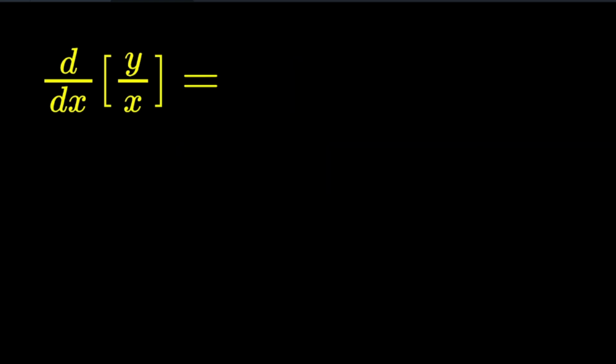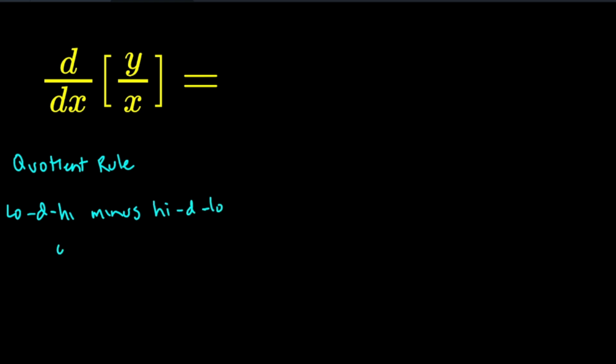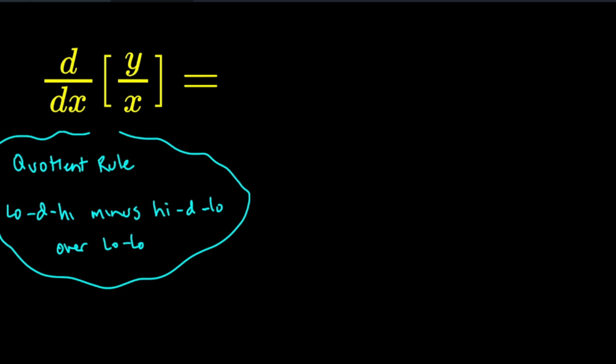Let's do one last example, taking the derivative with respect to x of the quotient, y over x. To take the derivative of a quotient, we use the quotient rule. And if you don't remember what that is, or maybe you haven't heard this little mnemonic, we usually say low d high minus high d low over low low. That's just a little thing that kind of helps you remember how to put it together.